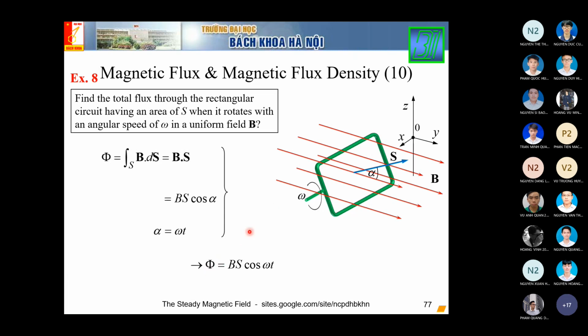The magnetic flux here obtains its maximum value when the surface of the frame is perpendicular to the field. And phi here will be 0 if the surface of the frame is parallel to the field.